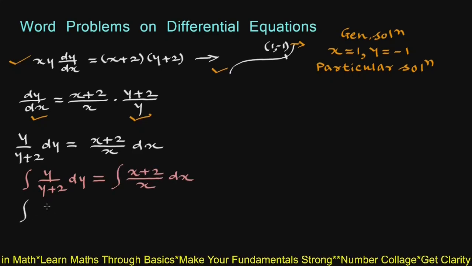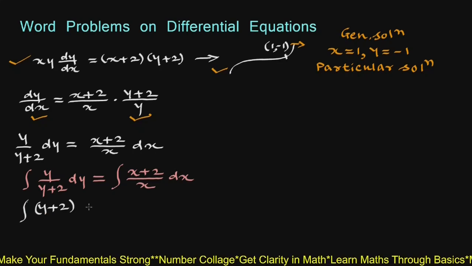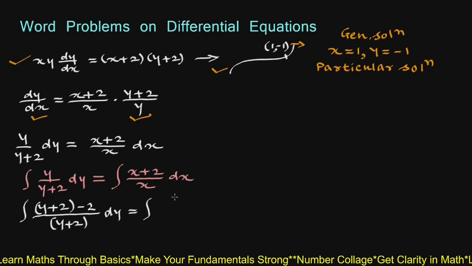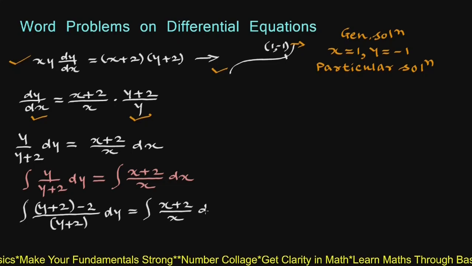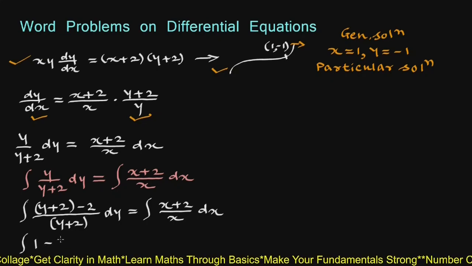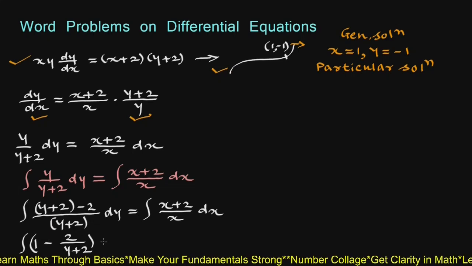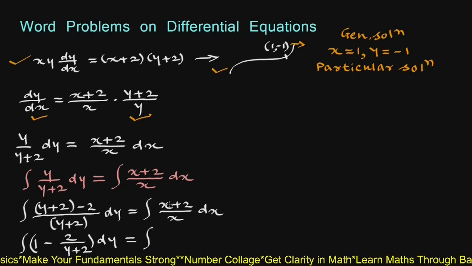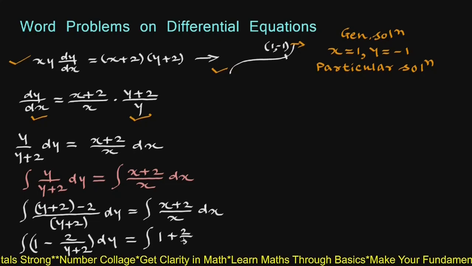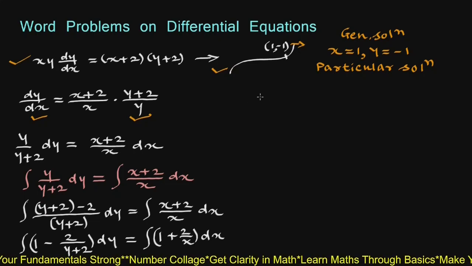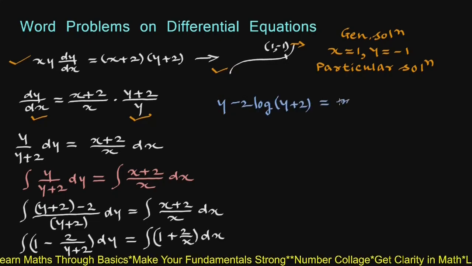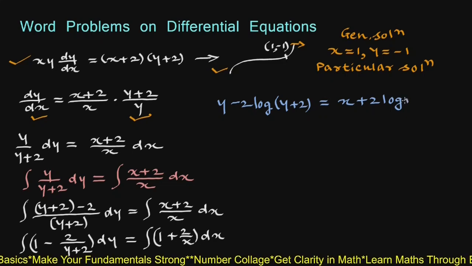Integral, we write y as y plus 2 minus 2 upon y plus 2 dy equals integral x plus 2 upon x dx. Integral y plus 2 upon y plus 2 is 1 minus 2 upon y plus 2 dy, which equals integral x upon x, 1 plus 2 upon x dx. After integrating, y minus 2 log (y plus 2) equals x plus 2 log x plus c.